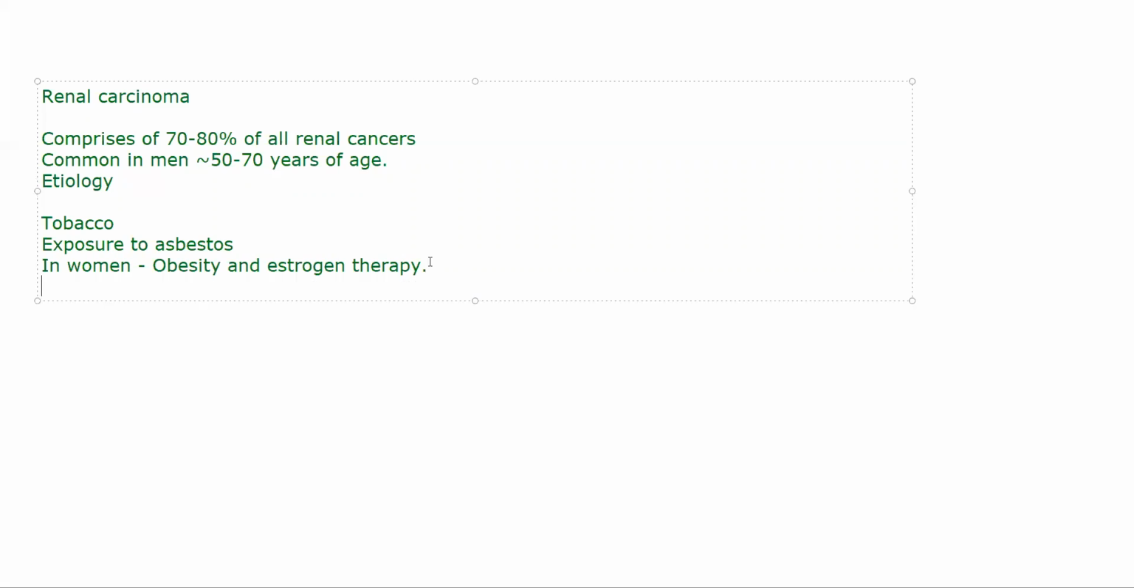Then hereditary and acquired cystic diseases of the kidney. Cystic diseases means those diseases that form cysts, small pouches inside your kidney.